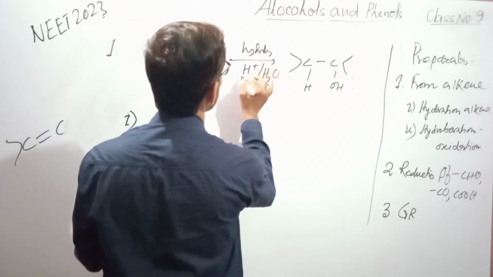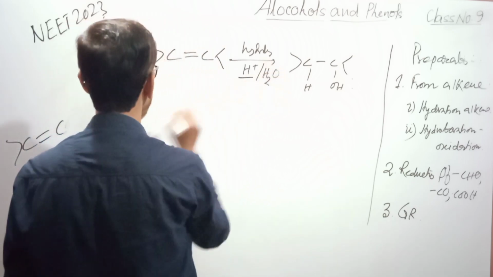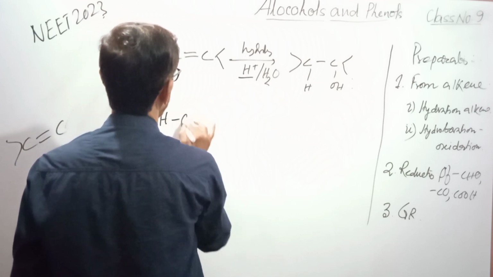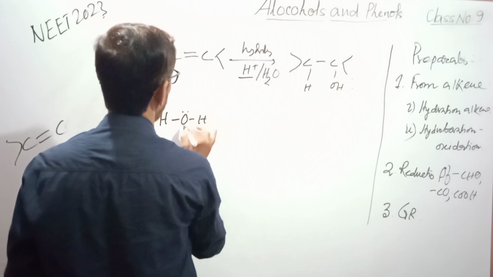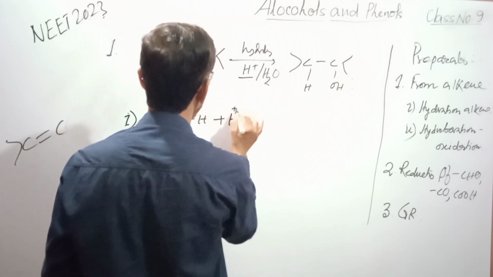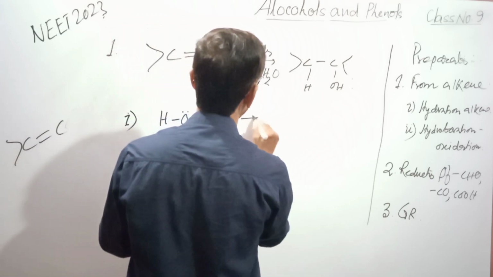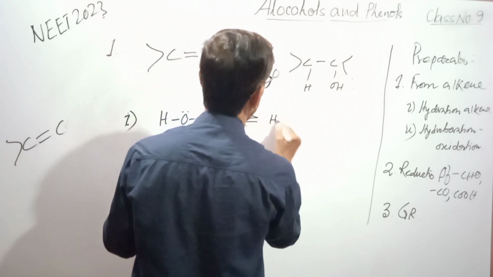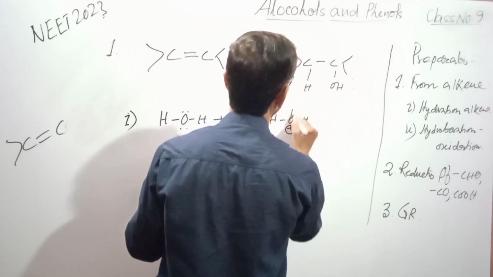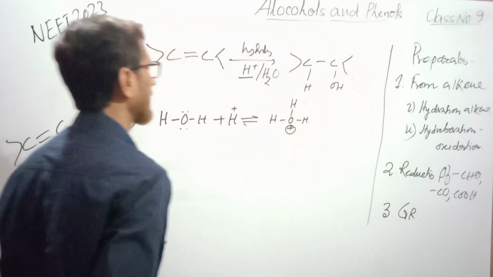Wherever there is acid, there is H plus, and there is water. First of all, what's happened? Water has a lone pair of electrons, and this is H plus. Always H plus gets attached to this one. Very simple thing. So what you get here is the hydronium ion. Many of you know this fact.